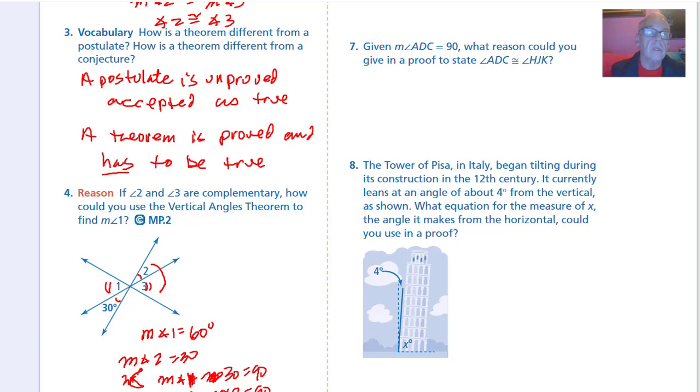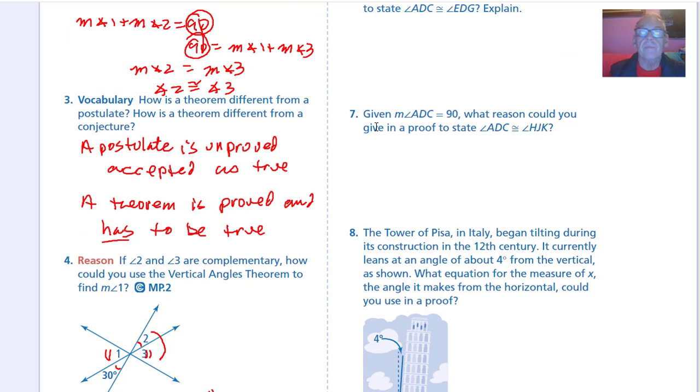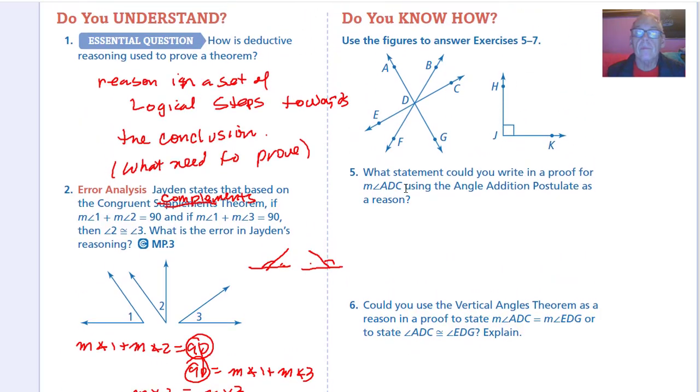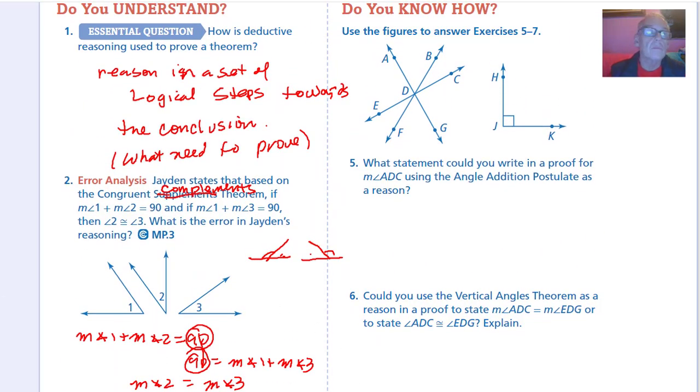Okay, let's look at the next one. It says use the figure to answer questions 5 through 7. What statement could you write in a proof for measure of ADC? So here's angle ADC, using the angle addition postulate as a reason.